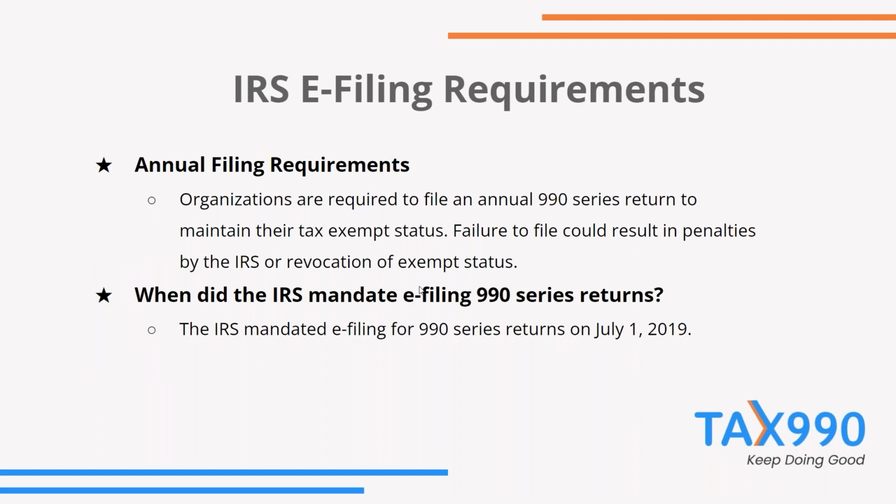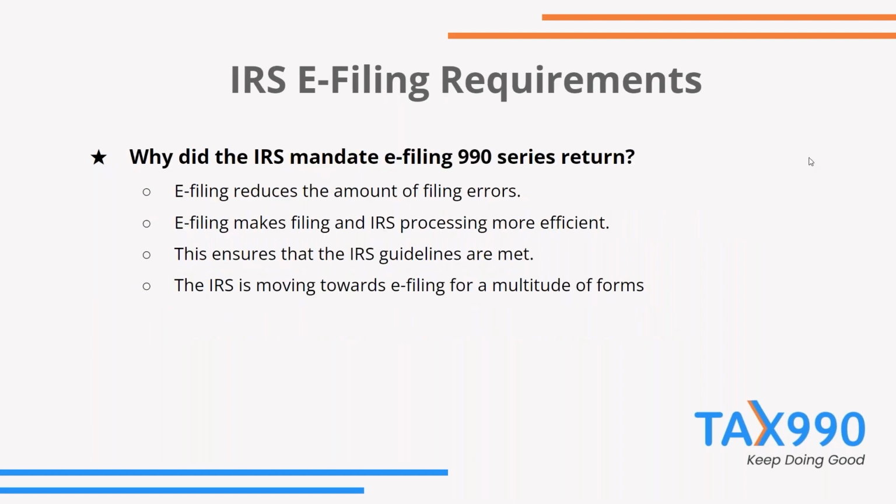To maintain your tax-exempt status and remain compliant with the IRS, organizations are required to file a 990 series return on an annual basis. Failure to file could result in penalties by the IRS or revocation of the organization's exempt status. The IRS mandated e-filing for 990 series returns on July 1st of 2019. Organizations filing a return with a tax year beginning date after July 1st of 2019 are required to e-file their returns moving forward. The IRS is moving towards e-filing for many reasons.